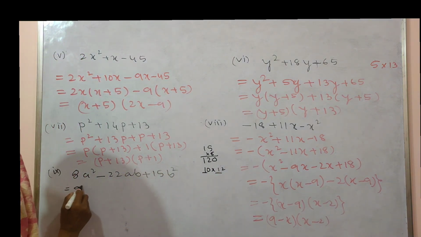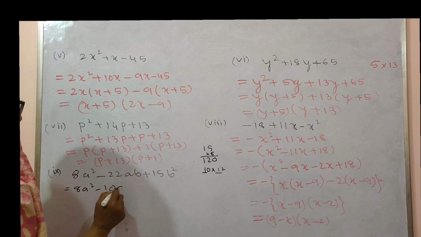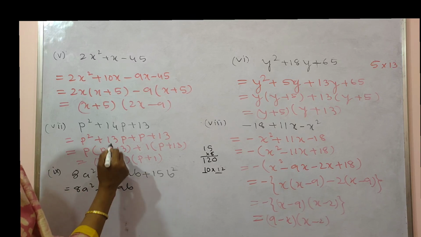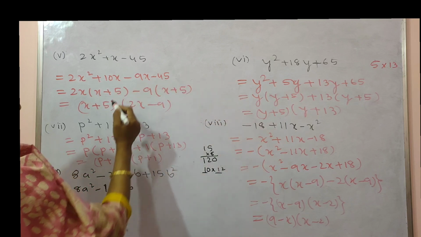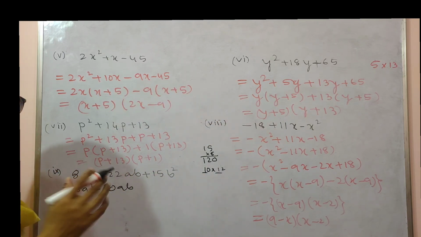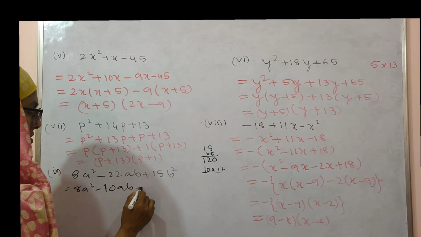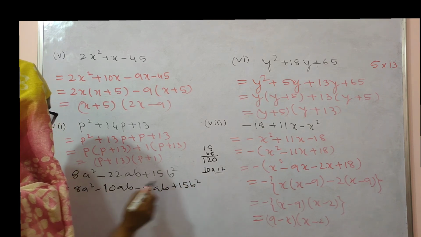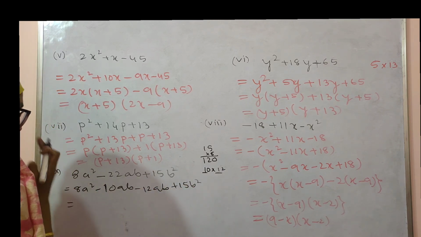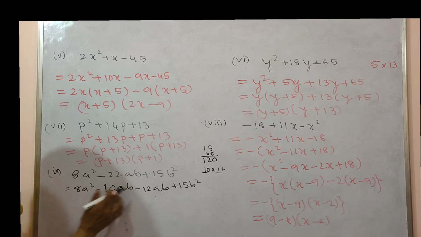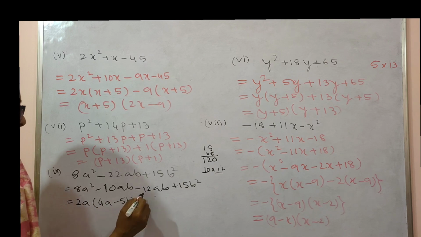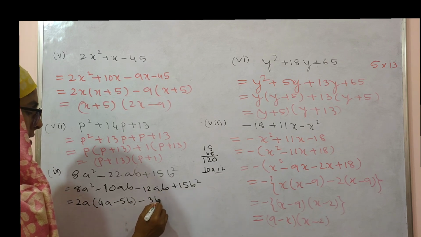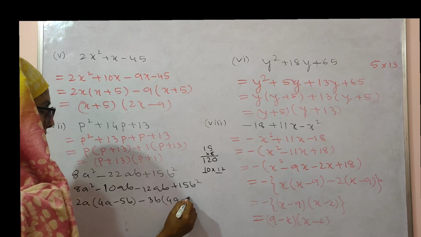So you can write 8a square minus 10ab. Here it was x, p, here y, but here ab. So no problem. Just write this one. Minus 12ab plus 15b square. Now take common from here. 8a square minus 10ab, take common. Here you can take common 2a, you will get 4a minus 5b. Here common 3b, 4a minus 5b.